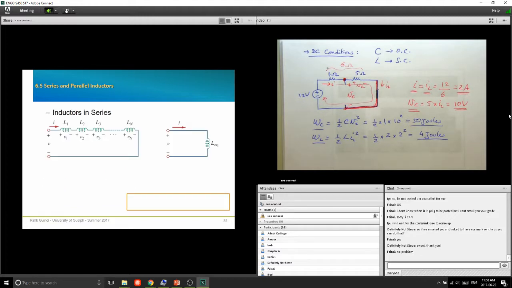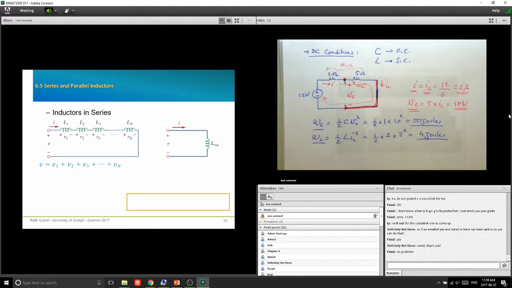Now, what do we do when we have inductors in series? We have a derivation here. You have a set of inductors, L1, L2, L3, all in series together. Because they're in series, it's the same current I flowing through all of them, and each one will have a different voltage developed across it: V1, V2, V3. If you do a KVL, the total V is equal to V1 plus V2 plus V3 all the way up to Vn.